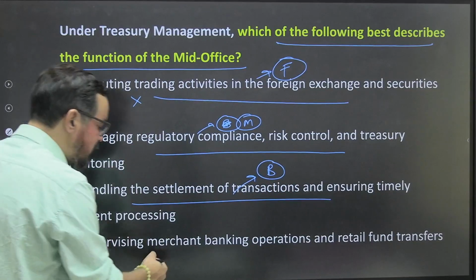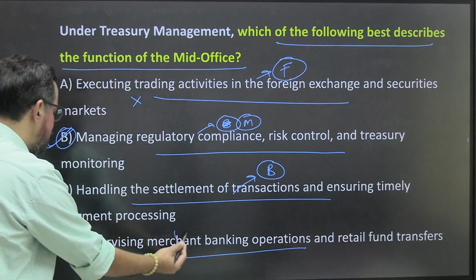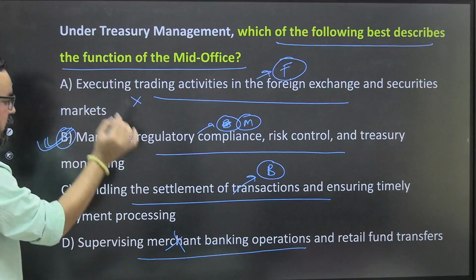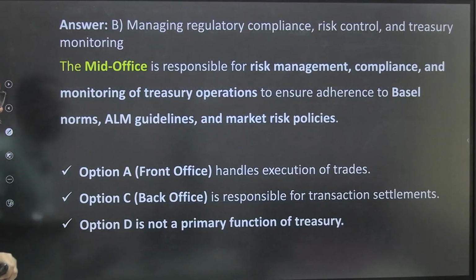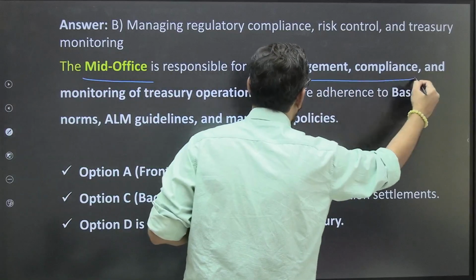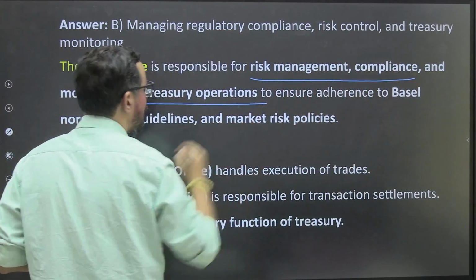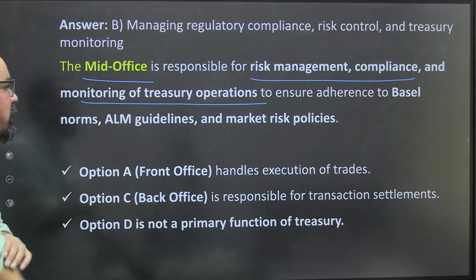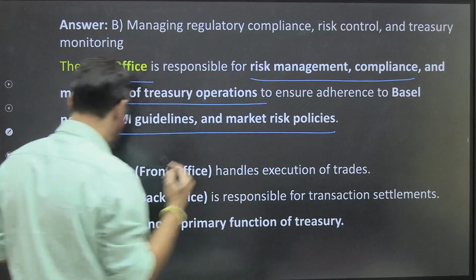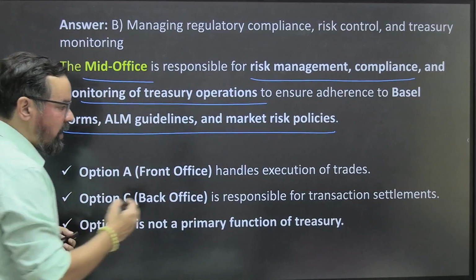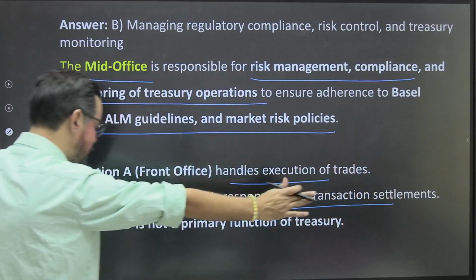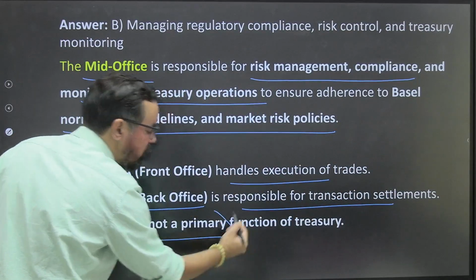Then supervising merchant banking operation in retail, no, it is not part of this. ठीक है, ये आपका ट्रेजरी का पार्ट नहीं है। सो ऑप्शन बी। ठीक है, तो फ्रंट ऑफिस, मिड ऑफिस, बैक ऑफिस। ठीक है, तो इनको थोड़ा सा डिटेल में देखते हैं। A mid office is responsible for risk management, compliances, and monitoring of treasury operation to ensure adherence to Basel norms, ALM guidelines, and market risk policies. ठीक है, A front office handles execution of trade. ठीक है, B आपका back office responsible for transaction settlement. ठीक है, D is not a primary function of treasury.